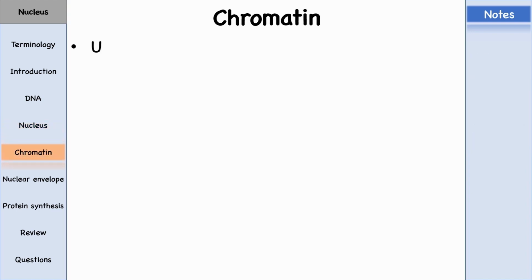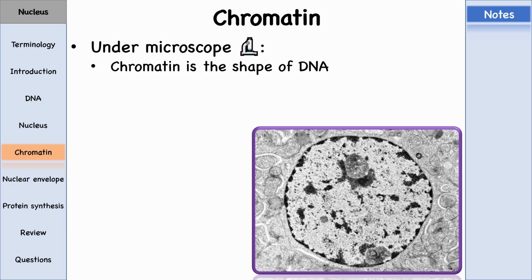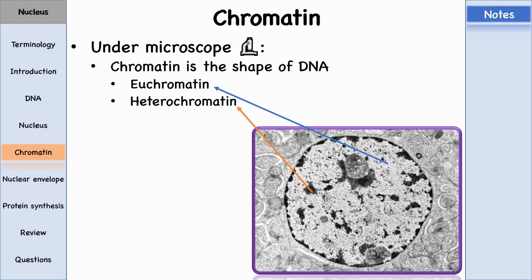Under a light microscope, the nucleus possesses chromatin, which is the shape of the DNA under the microscope. It may be low density euchromatin, which is light in color, or high density heterochromatin, which is dark in color under the microscope. And we'll learn when the DNA is dense and when it is not in the genetics lessons.